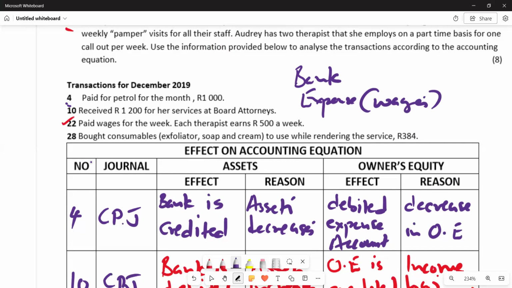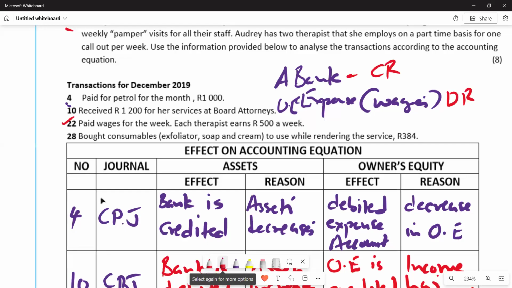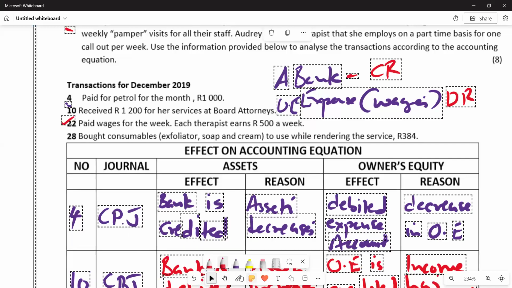And we are trying to identify bank. Obviously, we now know that it's an asset. Expense is going to affect our owner's equity. And then in terms of our bank, what are we doing? We are paying. So obviously, we are going to credit bank, and then we debit our expense. So in terms of our effect now, we go to our accounting equation to see how we are going to adjust that.